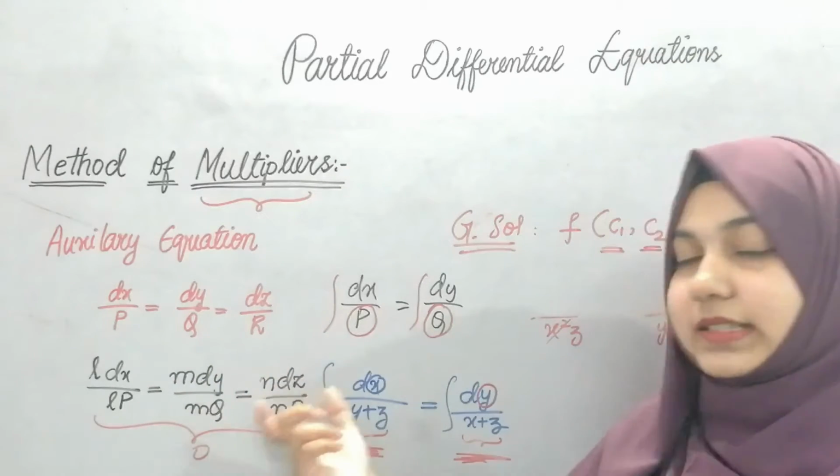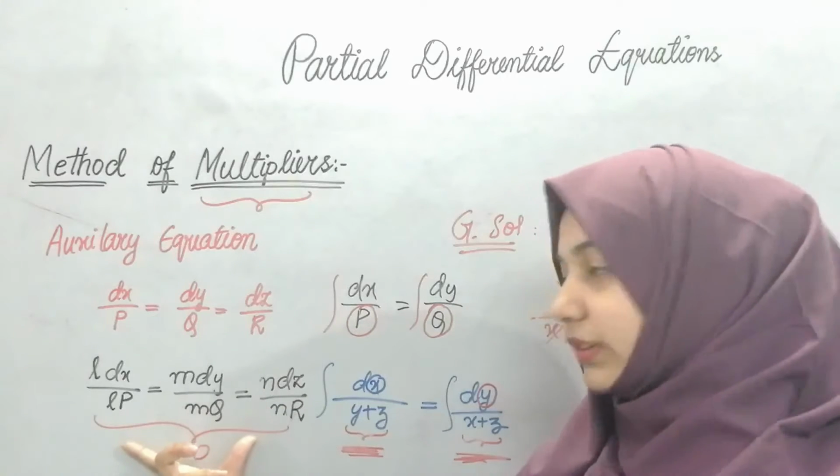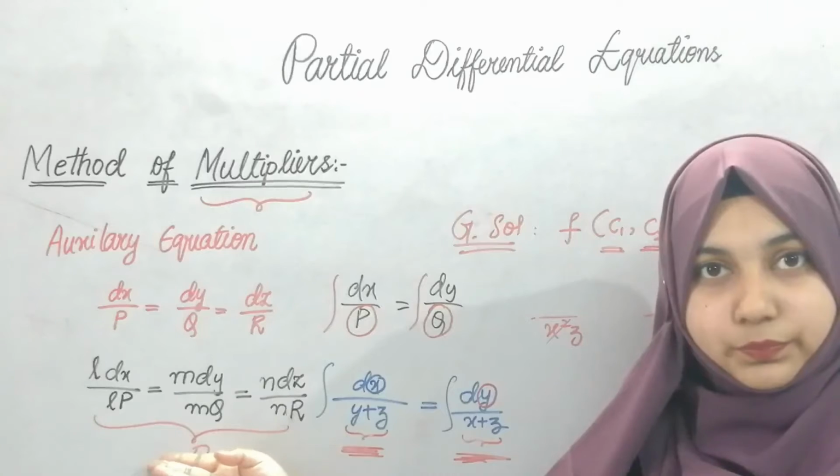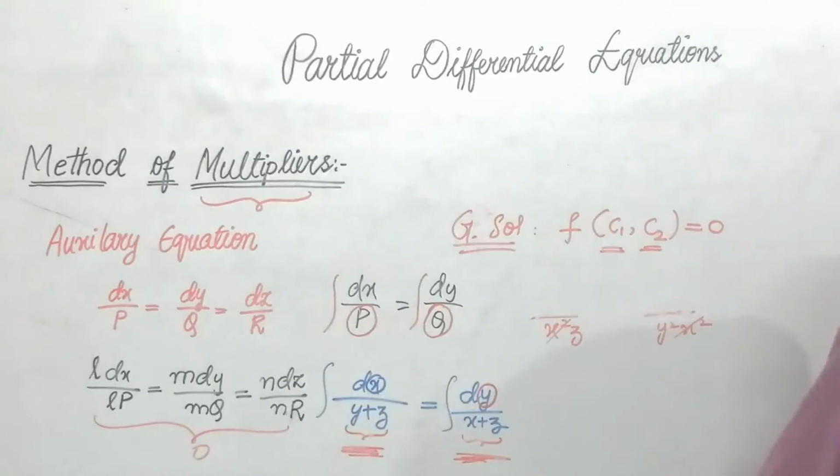You are choosing it in such a way that when you add or subtract all these three members, you should get a denominator 0. Okay, we'll do one problem and it will be clear for you.